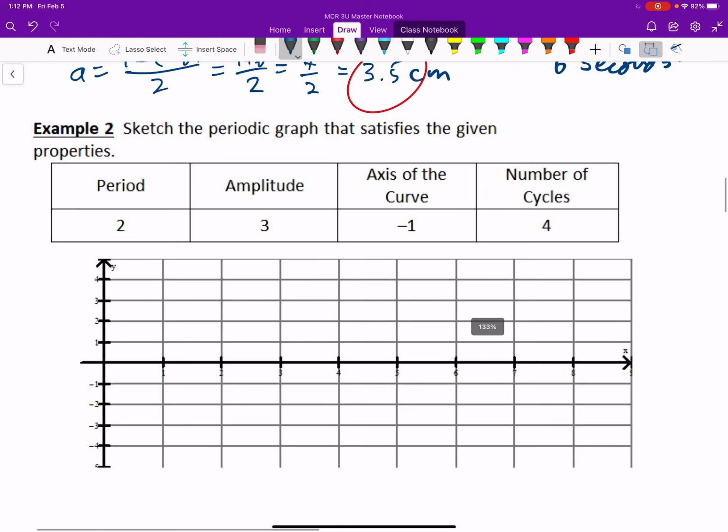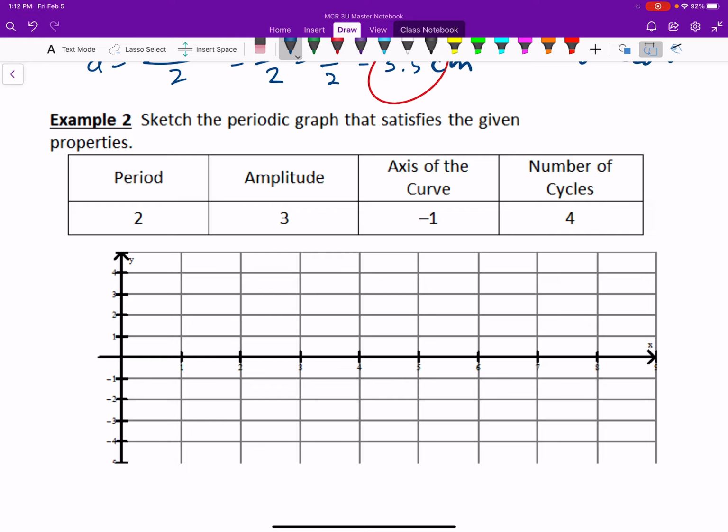There's other things we can do, such as creating our own graph following particular information that we're given, such as sketch the graph that satisfies the given properties. And so we're given things like the period, the amplitude, the axis of the curve, and a number of cycles.